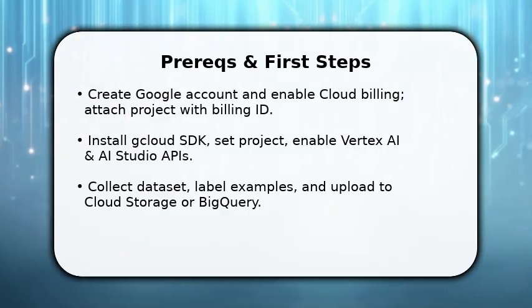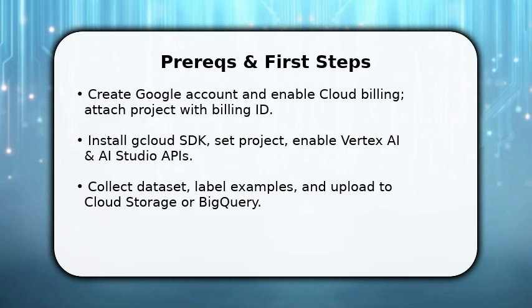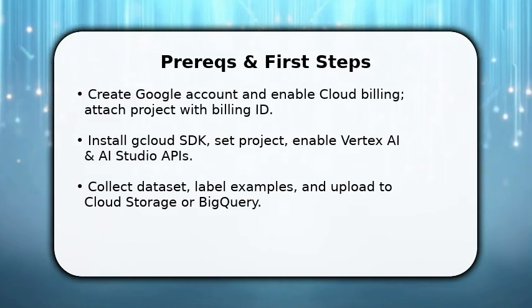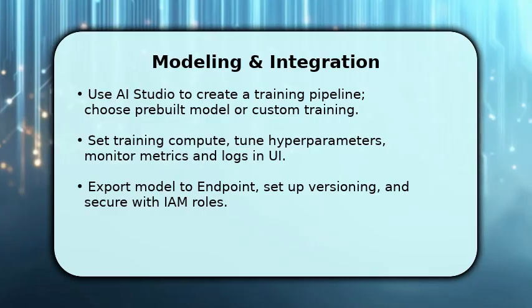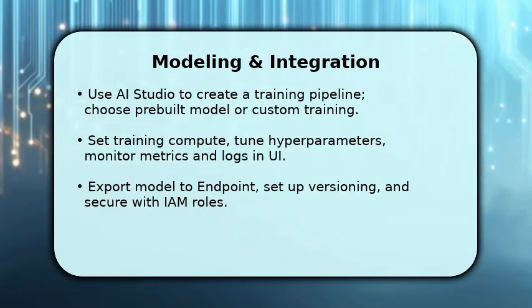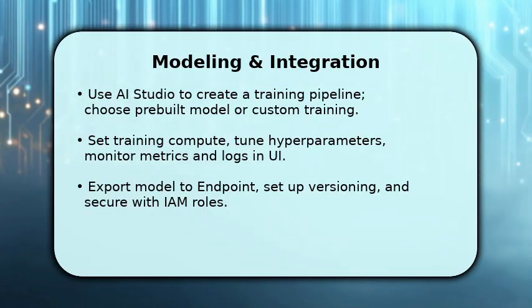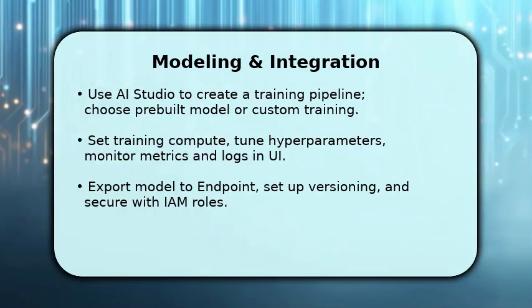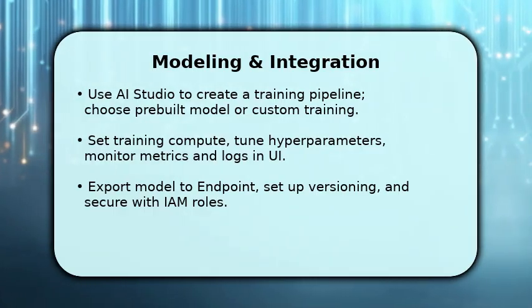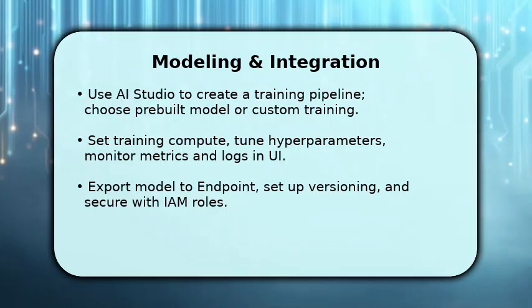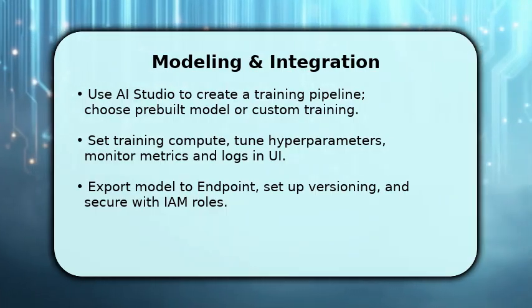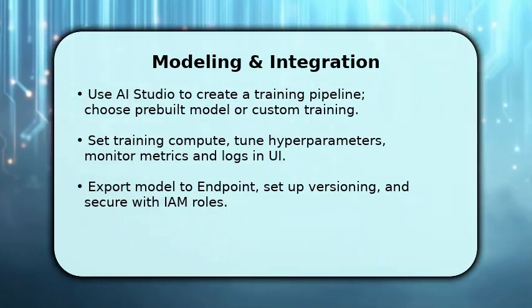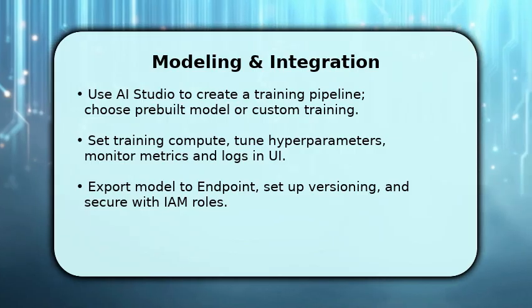You're already building momentum. Next, you'll prepare models and pipelines that actually run on AI Studio. You now assemble the middle steps that make your app intelligent. In AI Studio, create a training pipeline. Pick a pre-built foundation model or configure a custom training job, then allocate compute and storage. As training runs, monitor loss, accuracy, and logs, and adjust hyperparameters if you see overfitting.